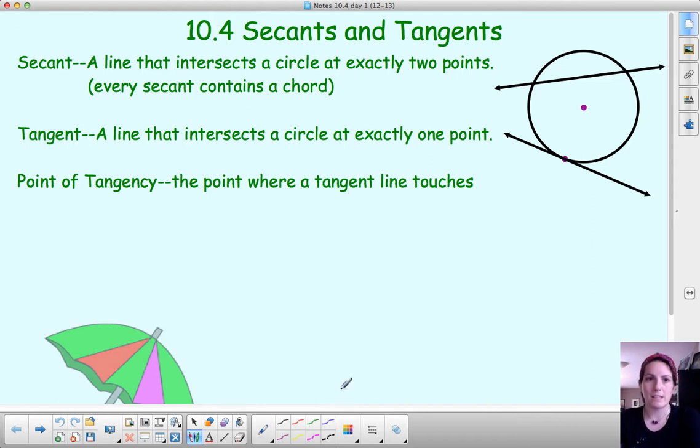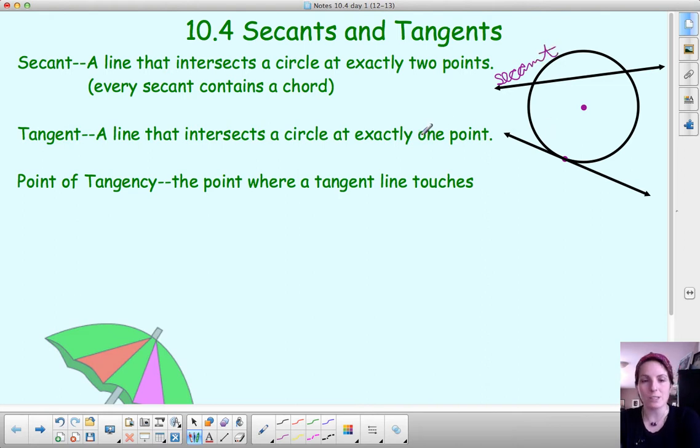So the first word is the word secant, and it's just talking about a line that intersects a circle at exactly 2 points. So that makes this line up here a secant because it contains a chord. So that's our first word. This one is a secant, so we can probably label that.